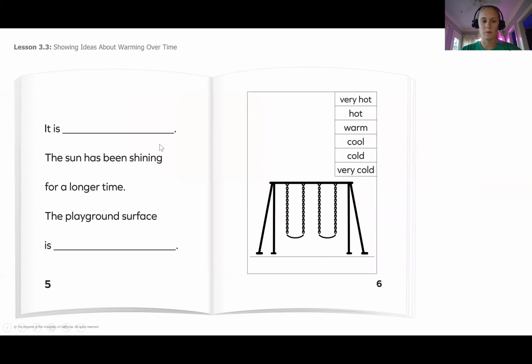And here's the last one. It is blank. The sun has been shining for a longer time. The playground surface is blank. What time of the day has the sun been shining for a longer time? The afternoon. So you're going to want to write the afternoon here. And then think about when you went outside in the afternoon. And if it is the afternoon, you can even go outside and feel it. Okay. I bet if the sun's been shining for a longer time, it's going to be hot, maybe even very hot if it's a warm, warm day.